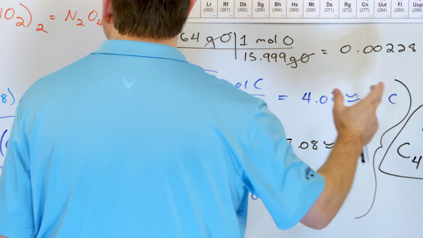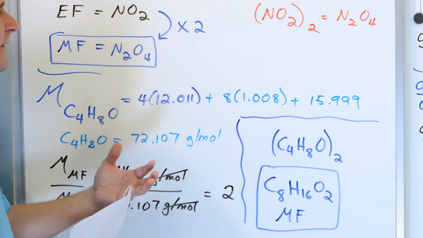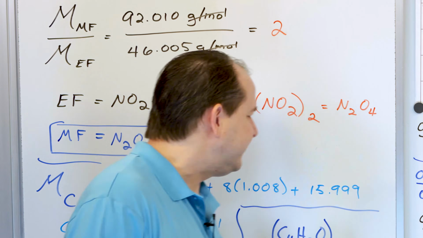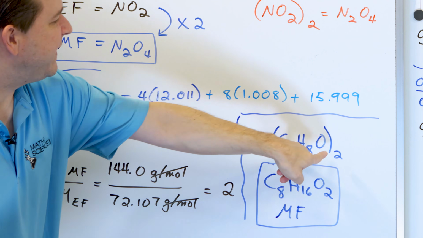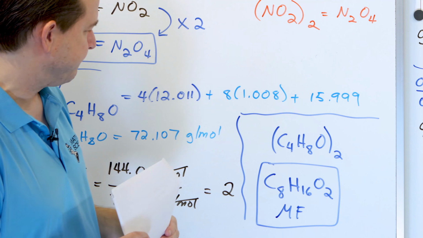All right, now I take this empirical formula here and I find the molar mass of it. Why? Because I was given the molar mass of the molecular formula. By knowing both, I take the ratio of both of them. The multiplicative factor is 2. Take the empirical formula, multiply by 2, and then that is the answer.